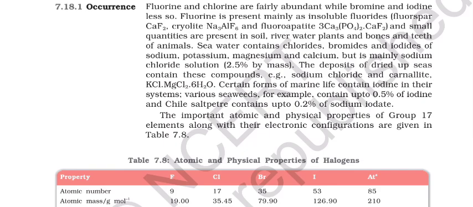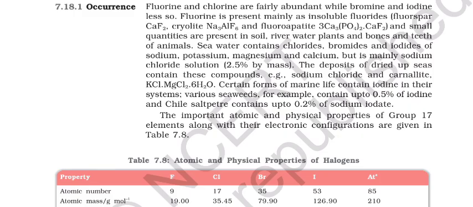Fluorine is present mainly in soluble fluorides, and small quantities are present in soil, river water, plants, and bones and teeth of animals. Sea water contains chlorides, bromides, and iodides of sodium, potassium, magnesium, and calcium, but mainly sodium chloride solution. The deposits of dried up seas contain these compounds. Example: sodium chloride and carnallite, KCl.MgCl2.6H2O. Certain forms of marine life contain iodine in their system.